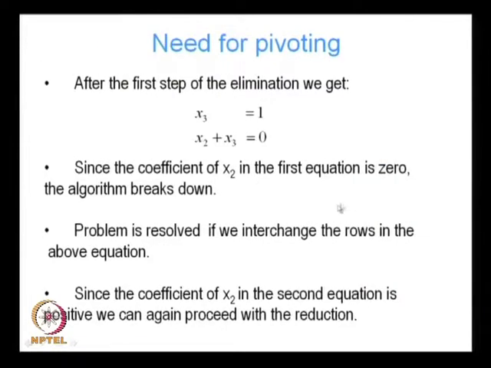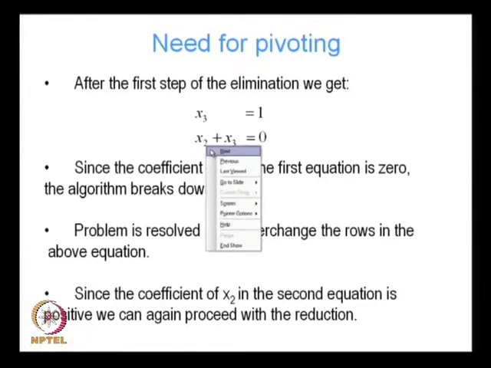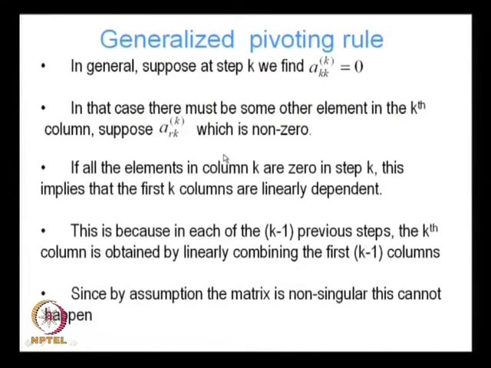Let us go back and look at our previous example. In this case, a22 is 0, but a32 is not 0. So, that is why we can interchange these two rows to make sure that the pivot is no longer 0. Why are we assured that there must be at least one element in the kth column which is not 0?